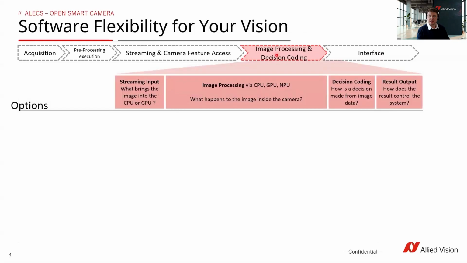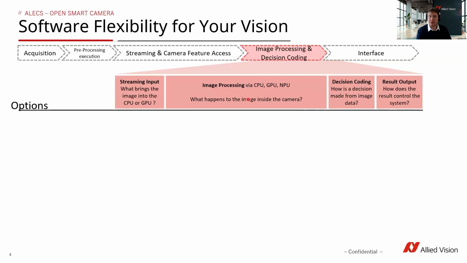Talking about the customer-interesting part, the image processing and decision coding. Each time you want to develop a machine vision application with an open smart camera, you need to ask yourself, okay, where can I get my image from? And that's the point, how can I get access to the streaming of the camera inside the system? Then the big part is what should happen with the captured images. There should be a kind of image processing, not the pre-processing, really the processing, which should happen on the CPU, GPU, or the NPU, which is the neural processing unit. There you can run AI algorithms on it.